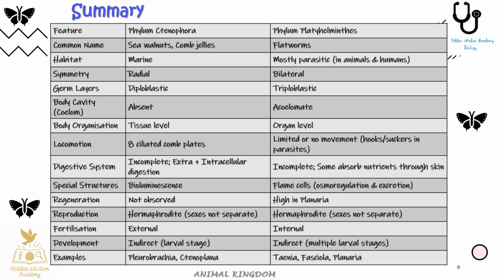Both are hermaphrodites, meaning sexes are not separate. Fertilization is external in ctenophores, while internal in platyhelminthes. Development is indirect in both, with larval stages present. Examples of Ctenophora include Pleurobrachia and Ctenoplana. Examples of platyhelminthes include Taenia, Fasciola, and Planaria.